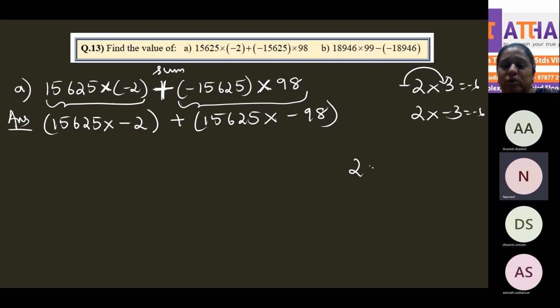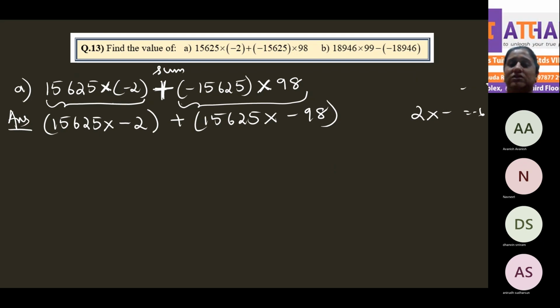See, now supposing you have 2 into 3 into 4 and the minus sign is with 2. You can make this 2 plus and take the minus sign for 4 also. The product will be the same. The product will not change. Do you understand that, all of you? Yes, ma'am.